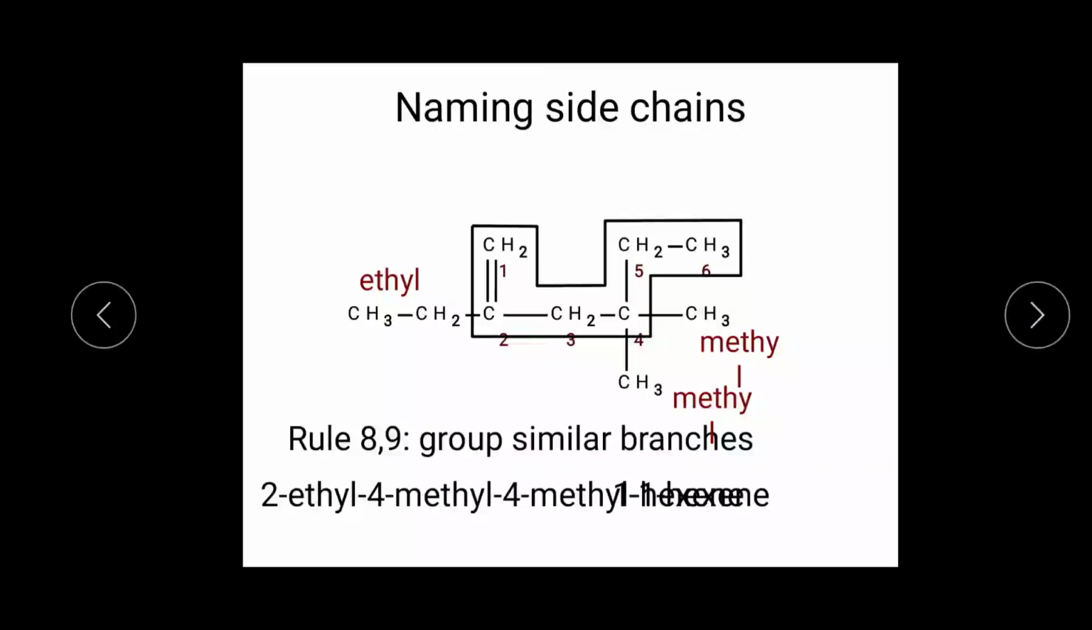And rules 8 and 9: group similar branches. We have 2 similar branches here. If that is the case, we're going to indicate the prefix di to show that there are 2 methyl here. And the name of this organic structure is 2-ethyl 4,4-dimethyl 1-hexene.